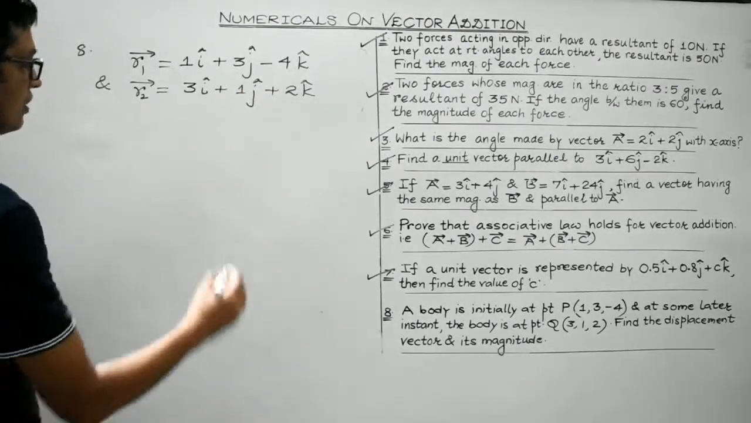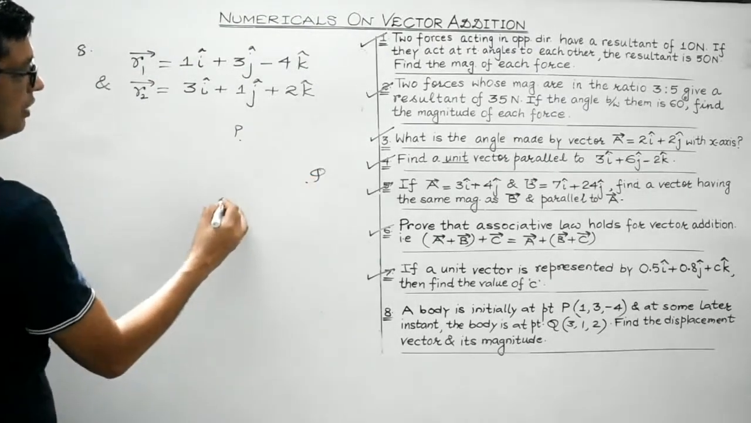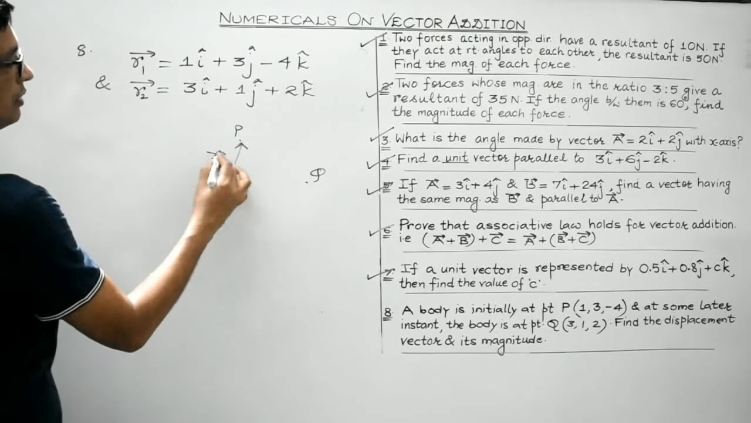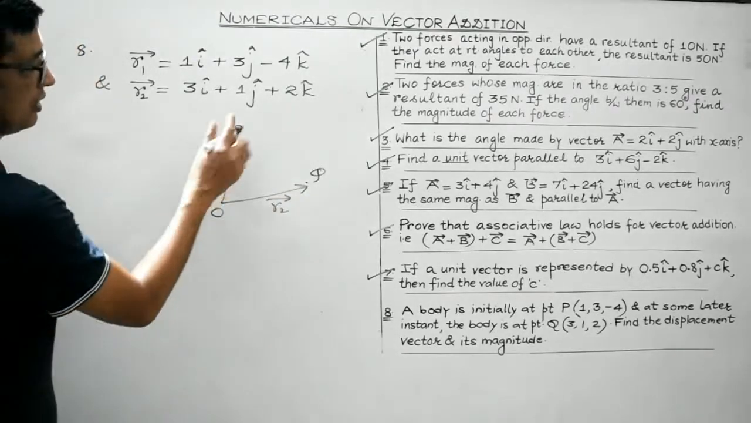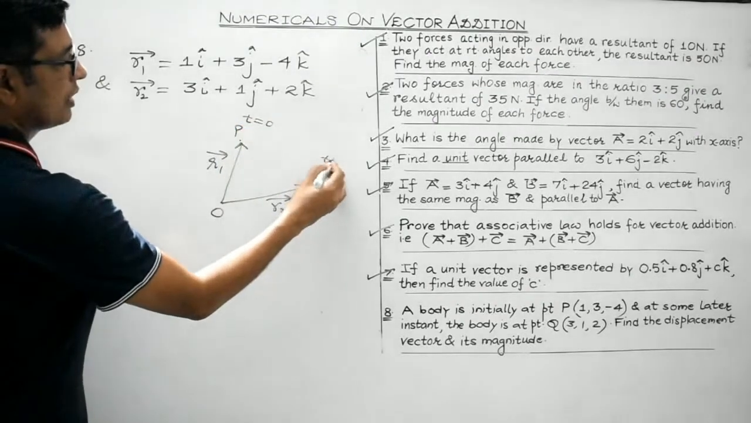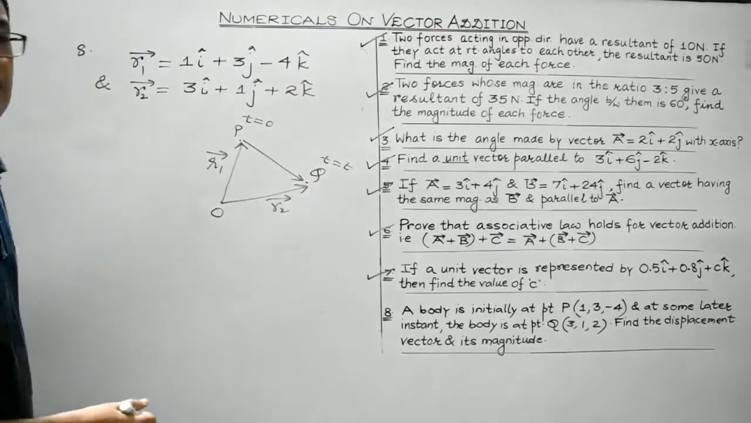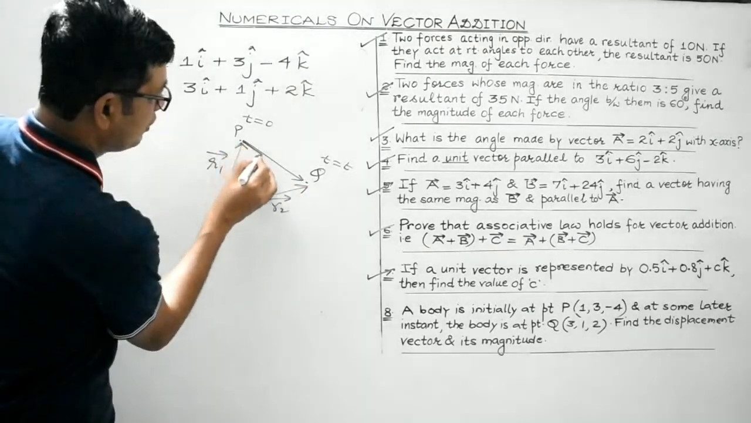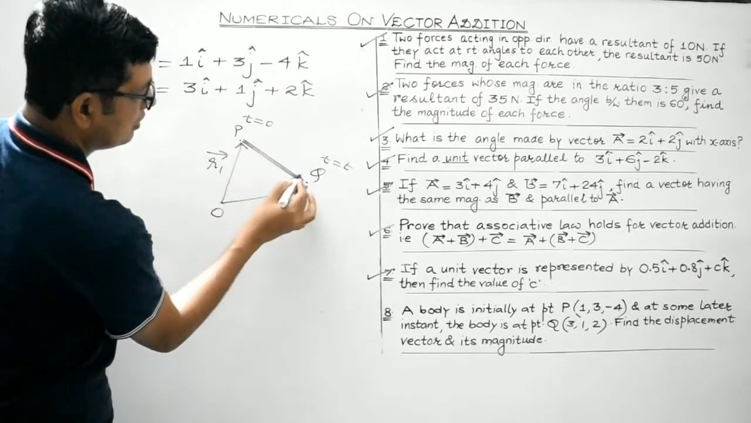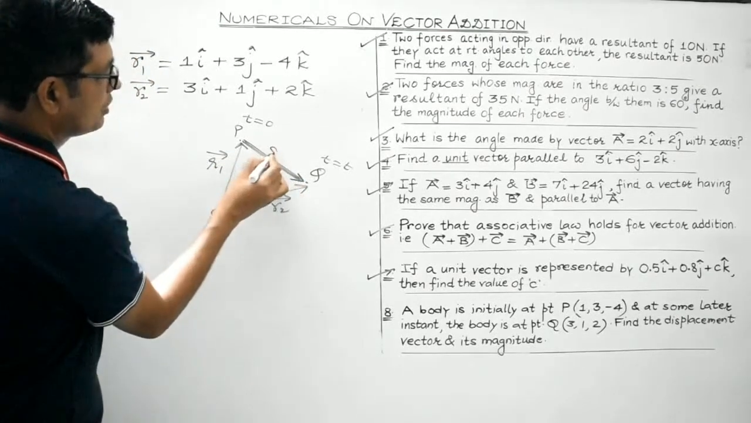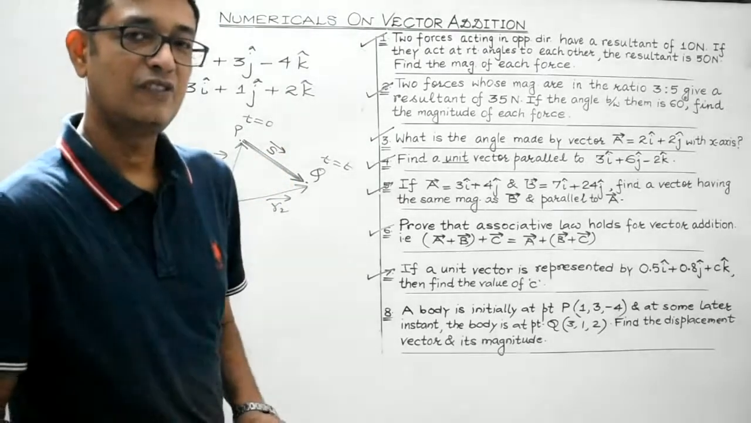Right? Students, suppose this is the origin. This is point P, this is point Q, right? This is R1 vector, this is R2 vector. So this is the initial point at t equals 0, this is at some later instant. So this one will be the displacement vector. This is PQ. P is the initial point, Q is the final point. This is the displacement vector. Suppose this is S vector. So this is the displacement vector, right?